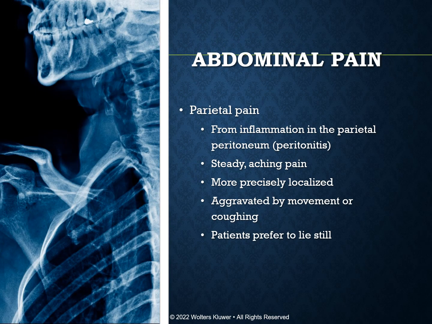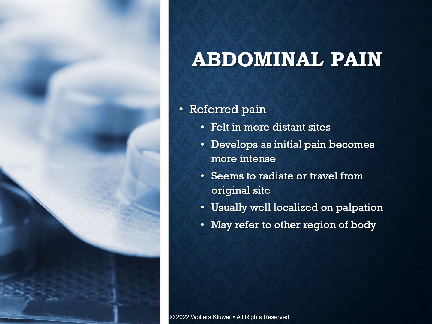There are different types of abdominal pain, one being parietal pain. This is caused by inflammation of the peritoneum. It can be described as a steady and aching pain and is precisely located. This type of pain is typically aggravated by movement or coughing, and patients prefer to lie still. Referred pain is a little different in that it is typically felt more at a distal site. Referred pain may develop as the initial pain becomes more intense. One example of referred pain is the pain in a shoulder due to cholecystitis.